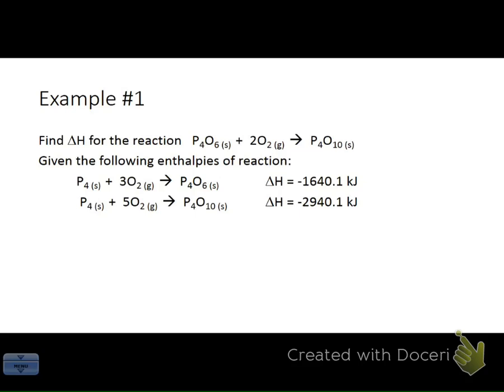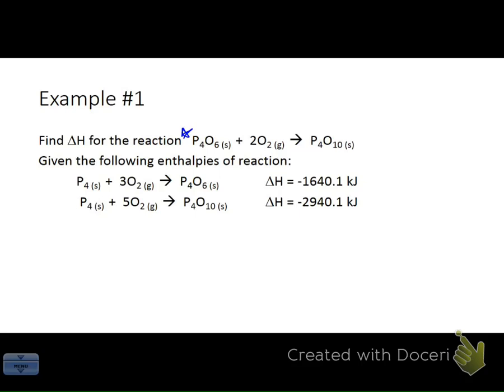In this example, we're trying to get the reaction given here: P4O6 plus 2 oxygens goes to P4O10. We're given a couple of different reaction steps, maybe from a book. Some chemist has already done these steps and recorded the enthalpy change. So let's take these two steps and manipulate them so that we add them together to get the overall reaction that I put a star next to.